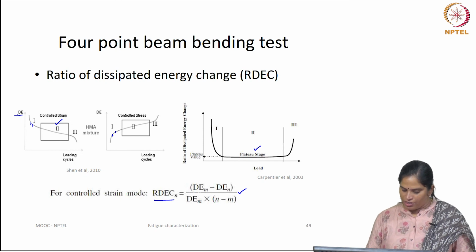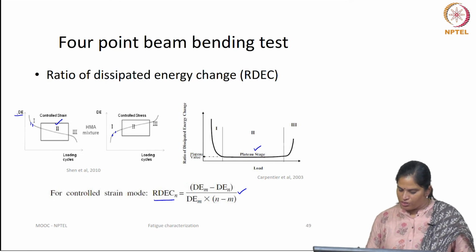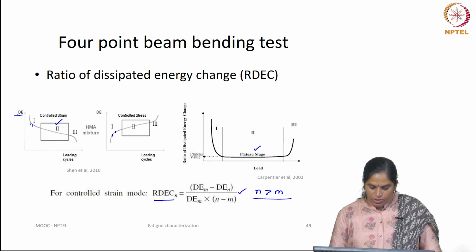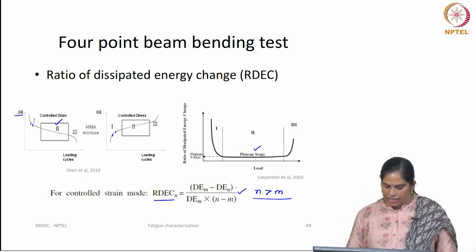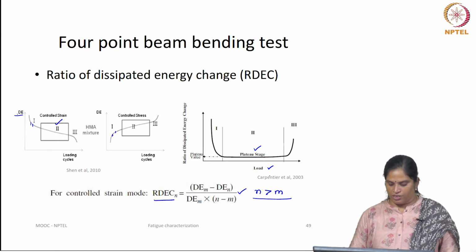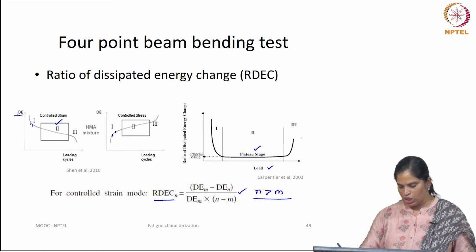So, you see in a strain control mode, M and N represent the number of cycles, the previous cycle being more than the next consecutive cycle. So, N is greater than M in a strain control mode. We calculate the RDEC based on this value and plot it against the number of load cycles. You will see this RDEC curve to be tub shaped.